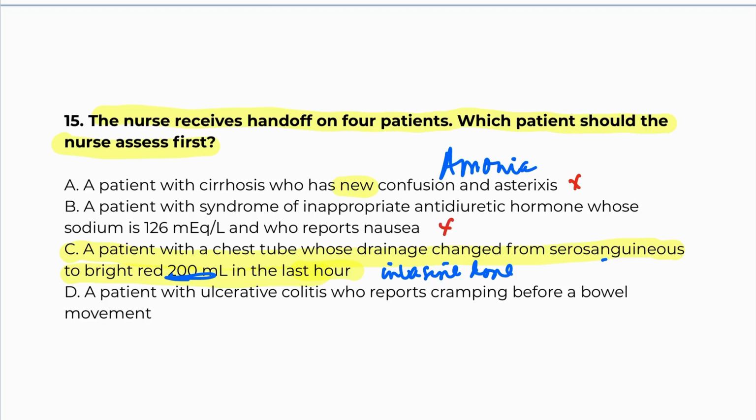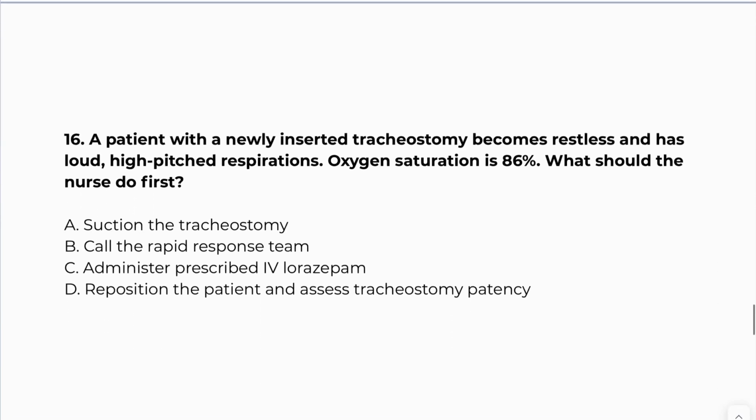Letter B is also incorrect because that's expected. So always remember that. And letter D is incorrect because cramping is expected for ulcerative colitis. Okay. How many you got? How many of you got letter C? Okay. Let's go to question 16.